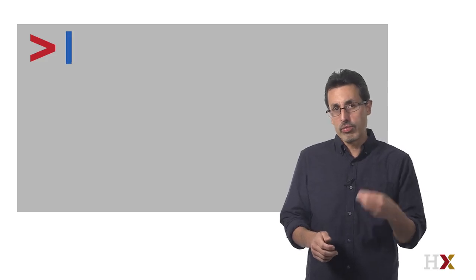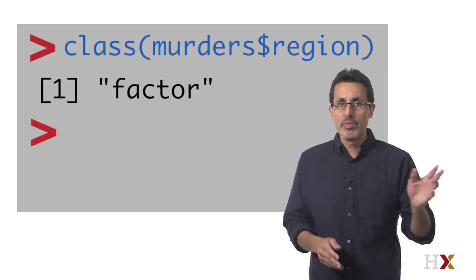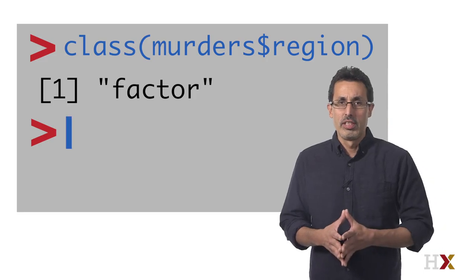It's factors. In the murders data set, we have a column called region. These are the regions of the US, so which state is in which region. We would think that this would be a character because the regions are things like Northeast and South, etc. But when we look at the class of the region column, we see something new. It says factor. So let's learn about factors as they appear often in R and in data science.